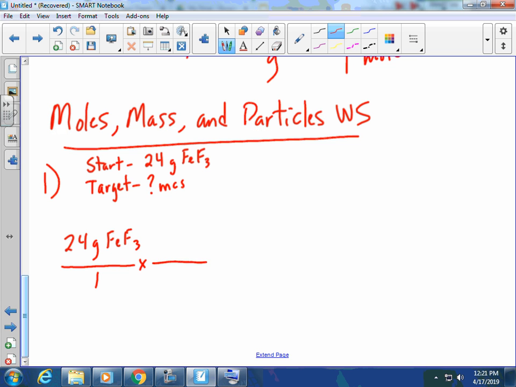Times. Okay, so using our knowledge of setting up equations, we should know that whatever unit we have, we're going to put that on the bottom of the second one, right? So if I have grams of FeF3, I want that same thing right here.